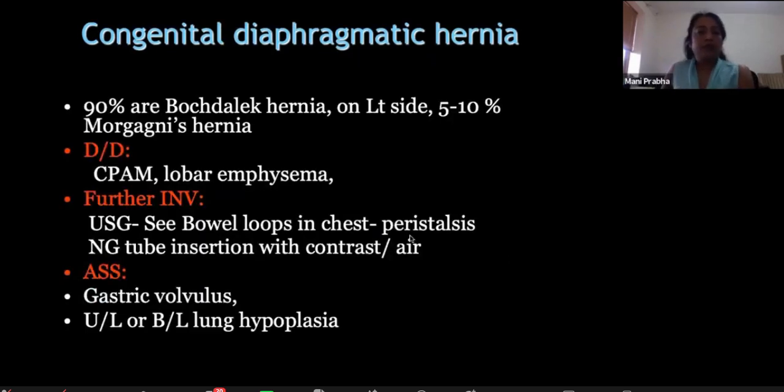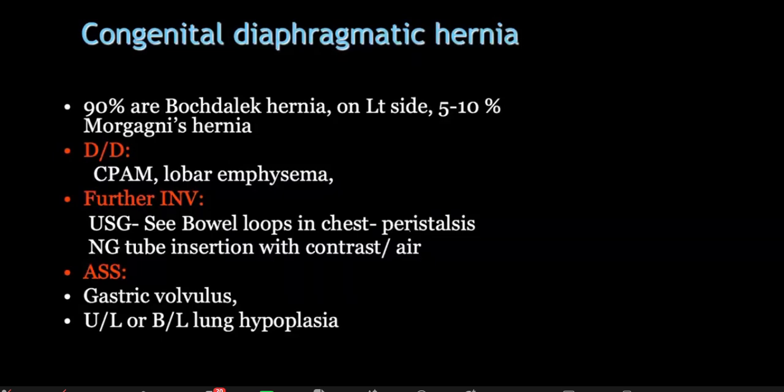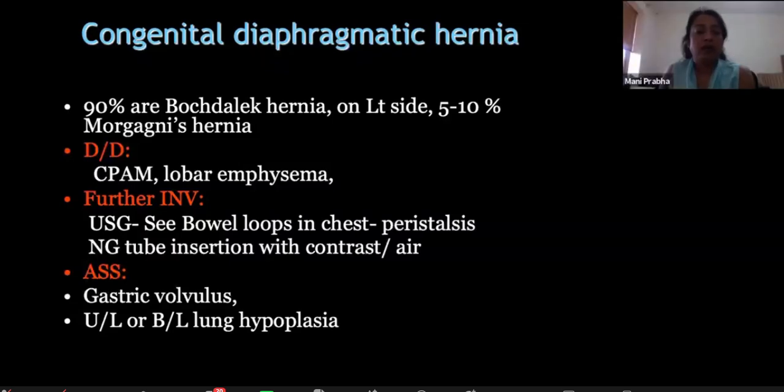So congenital diaphragmatic hernia: 90% are Bochdalek hernias and on the left side. 5 to 10% would be Morgagni hernias. And the differential diagnosis which you should consider is CPAM and lobar emphysema. Further investigations, as we already discussed, can be ultrasound showing bowel loops in the chest with peristalsis, and NG tube insertion with contrast or air. These can be associated with gastric volvulus and unilateral or bilateral lung hypoplasia.